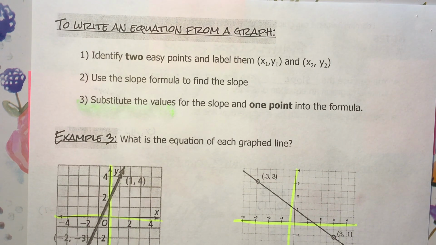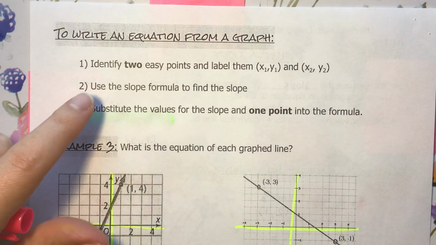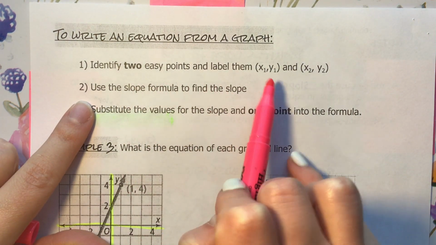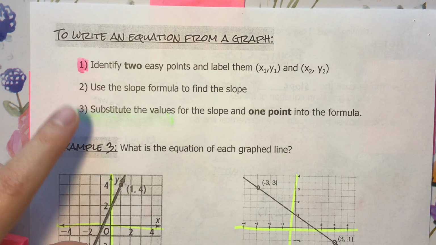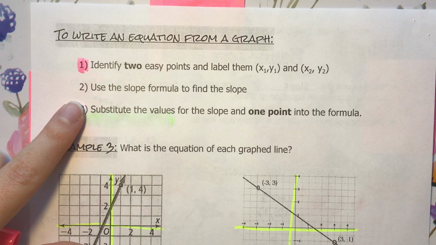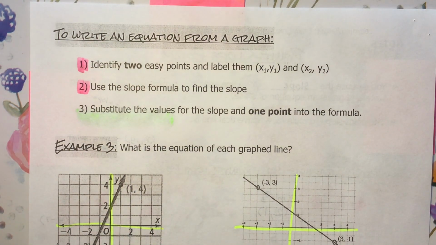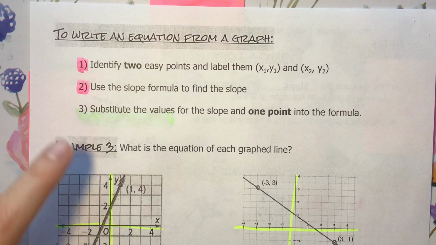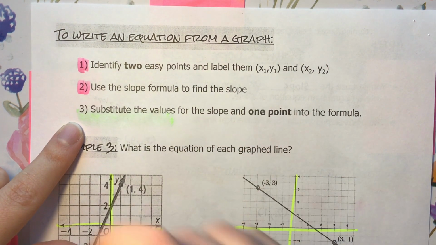How are you going to write an equation from a graph? Well, we have 3 easy steps. The first thing is you're going to identify 2 easy points and label them x1 and y1. So there's step 1. Find 2 easy points and label them. Step 2 is to use the slope formula to find the slope. Now, I will say this. If you have a graph and it's easy to see, you can also just count on the graph, okay? That's more than fine. Then you're going to substitute the values for the slope and 1 point into the formula.